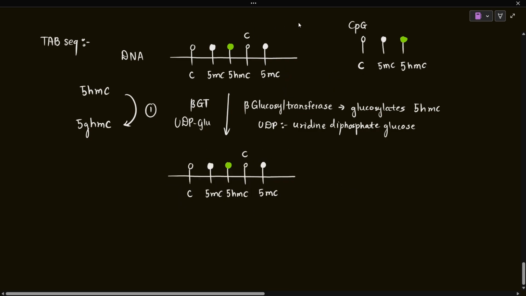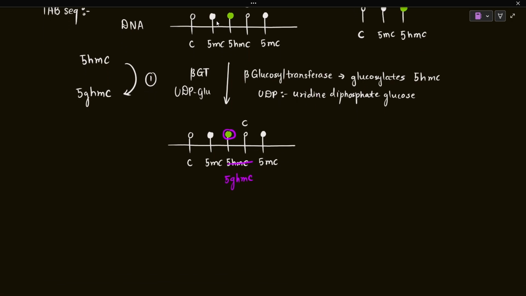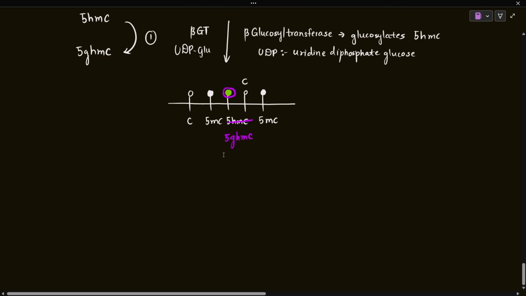So what will happen is that this 5-hydroxymethylcytosine will be glucosylated and it will be protected. So this got converted into 5-glucosyl hydroxymethylcytosine. Okay, so this happens due to the beta GT. After that, this is the first step of the TAB sequencing. After the beta GT treatment, we treat this DNA with Tet enzymes.